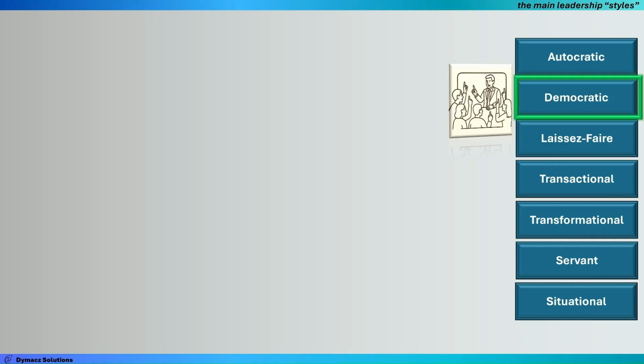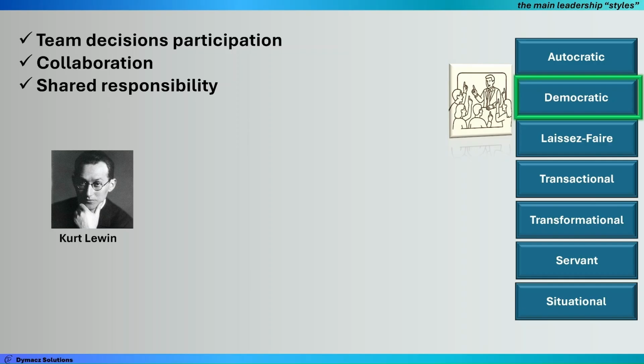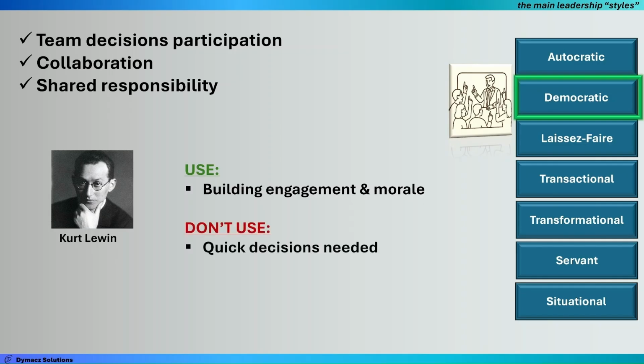Second, we have the democratic style. The leader wants the team to participate. The decision is a group effort. There is collaboration, shared responsibility, and we include everyone's perspective. This came from Kurt Lewin, a famous psychologist, and dates back to around the 1930s. It's a good style for building engagement and morale, which are always important. It's not so good when you need a quick, critical decision. There are multiple decision makers that try to debate, and sometimes for a while.